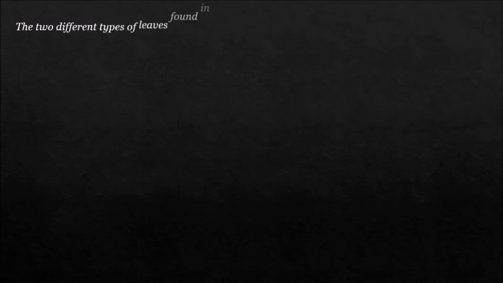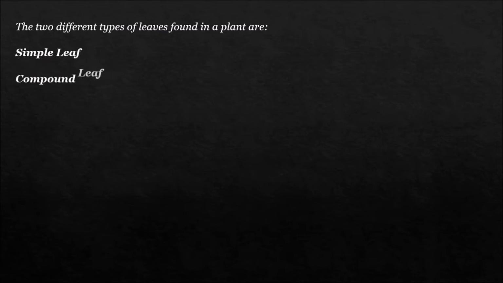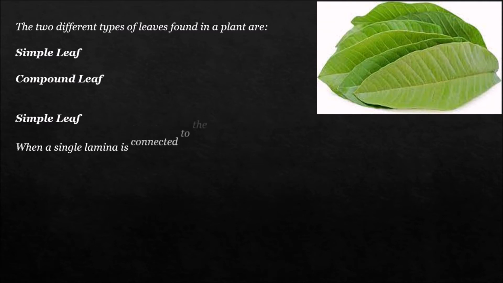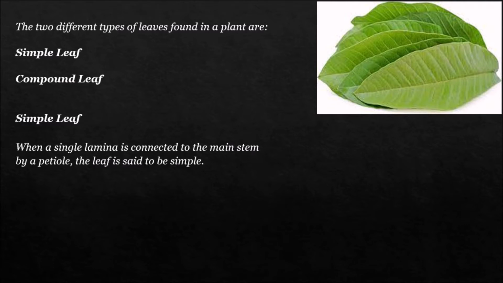The two different types of leaves found in a plant are simple leaf and compound leaf. So the two different types of leaves in general which we find in a plant are simple leaf and compound leaf. First we will talk about simple leaf. How to define a simple leaf? When a single lamina is connected to the main stem by a petiole, the leaf is said to be simple. So how to define a simple leaf? Single lamina is connected to the main stem by a petiole and therefore that leaf is said to be simple.